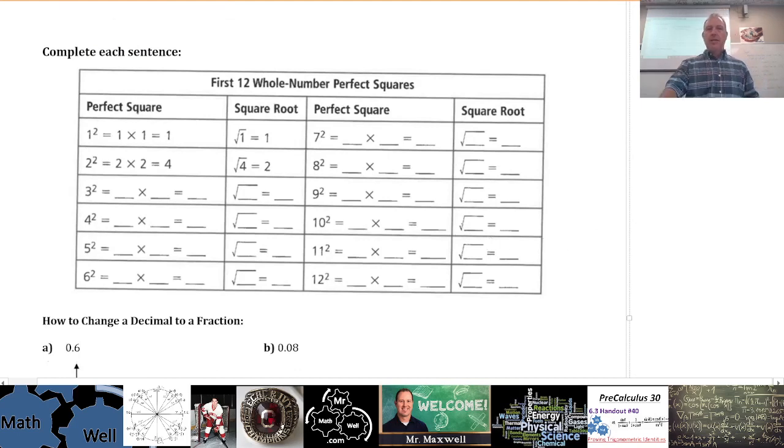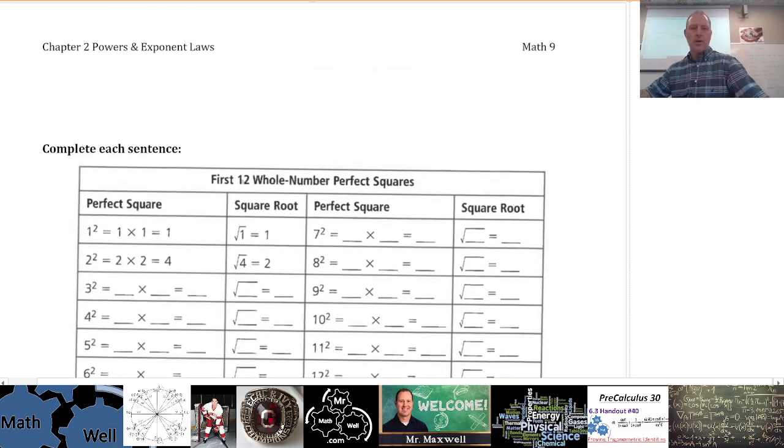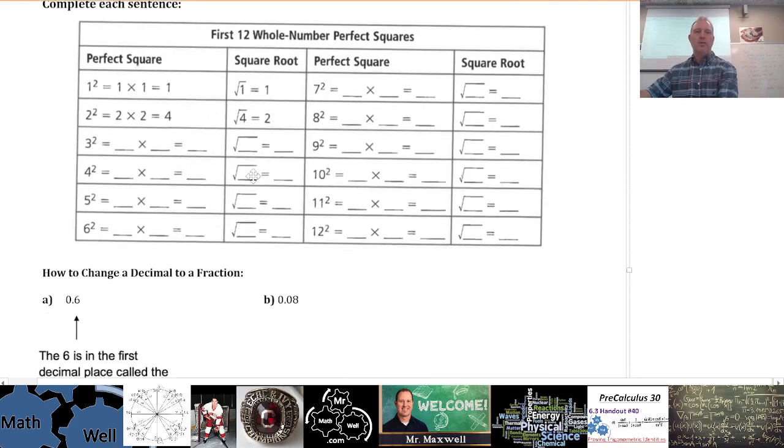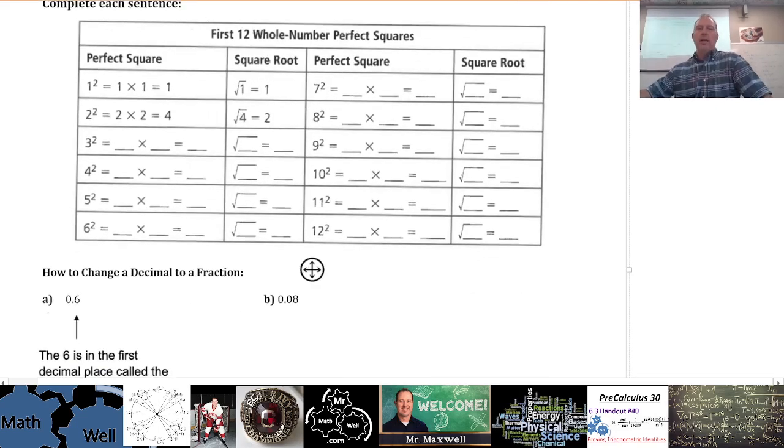Okay, so complete each sentence. I'll do the first sum with you here. So 1 squared means 1 times 1 is 1. The square root of 1 is 1. Okay. Number 2, 2 squared means 2 times 2 is 4. The square root of 4 is 2. So let's go ahead and fill in some blanks. 3 squared means 3 times 3, and that equals 9. The square root of 9 is 3.